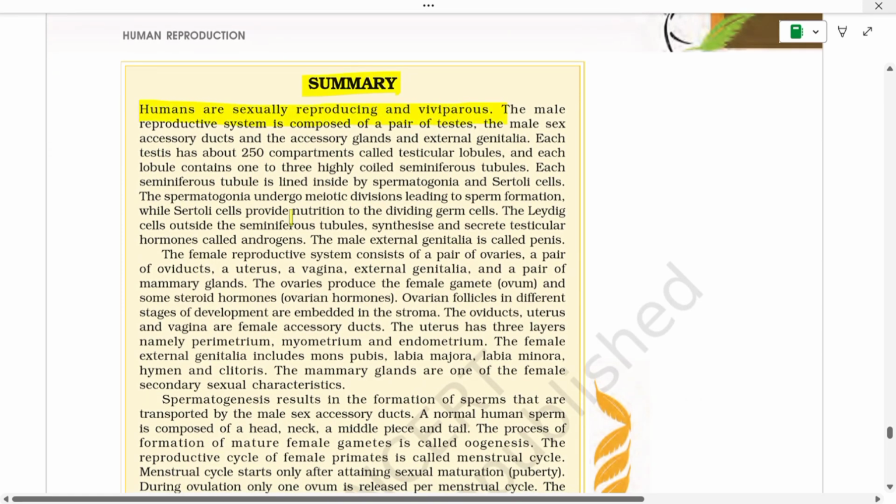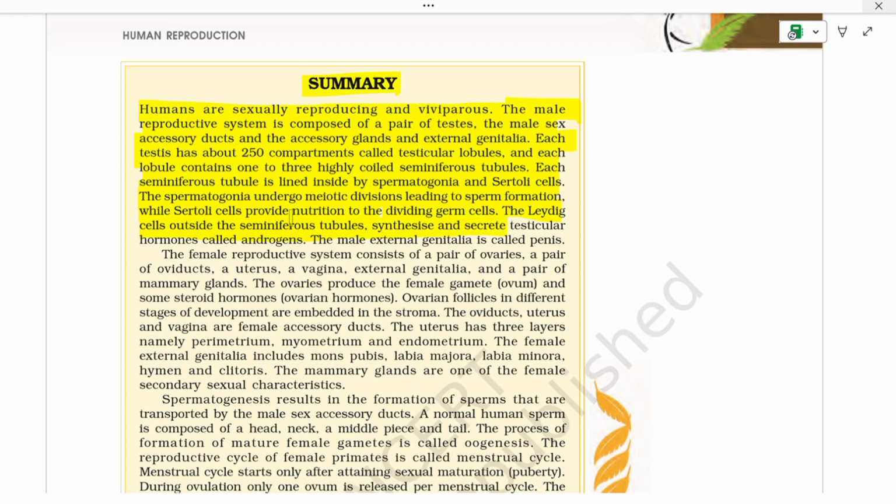Summary: humans are sexually reproducing and viviparous. The male reproductive system is composed of a pair of testes, the male sex accessory ducts, the accessory glands, and external genitalia. Each testis has about 250 compartments called testicular lobules, and each lobule contains one to three highly coiled seminiferous tubules. Each seminiferous tubule is lined inside by spermatogonia and satellite cells. The spermatogonia undergo meiotic divisions, leading to sperm formation, while satellite cells provide nutrition to the dividing germ cells.